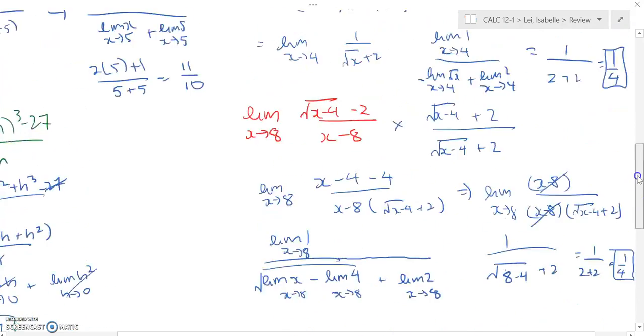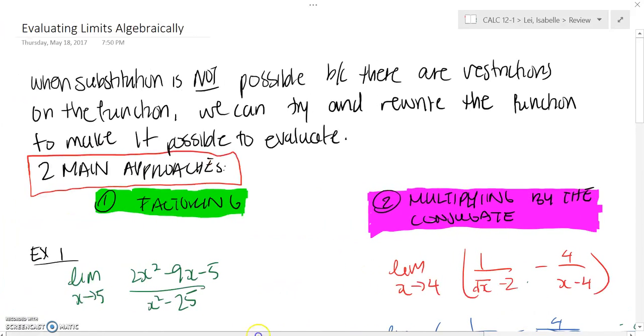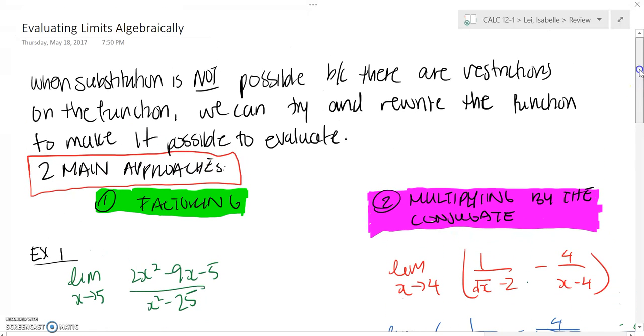So just to summarize once again what this entire video was, when we are evaluating limits algebraically that have restrictions on the bottom, because we are plugging in an x value that will create a 0 on the bottom of the fraction, we can either try to factor the function or multiply by the conjugate so that the bottom number does not equal 0.